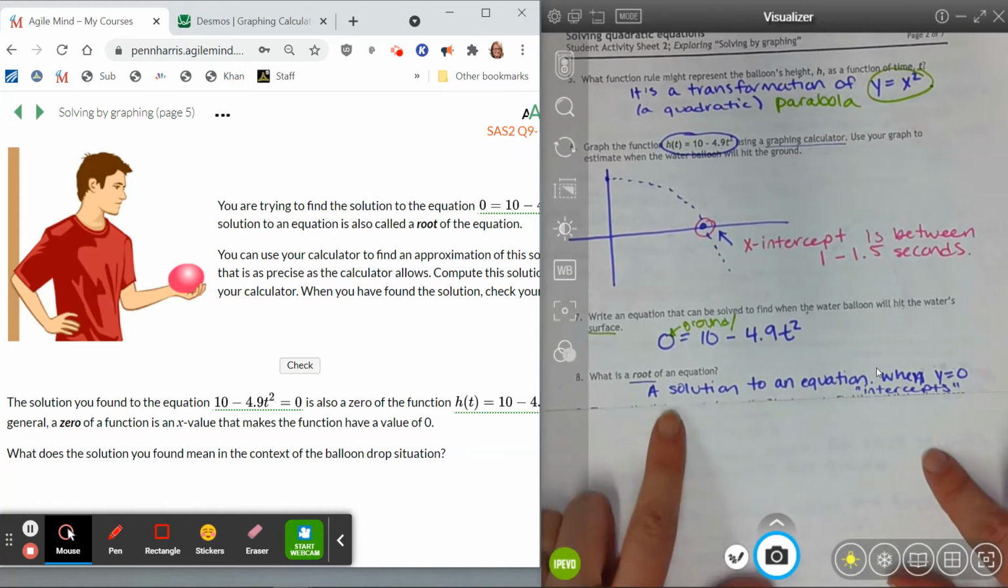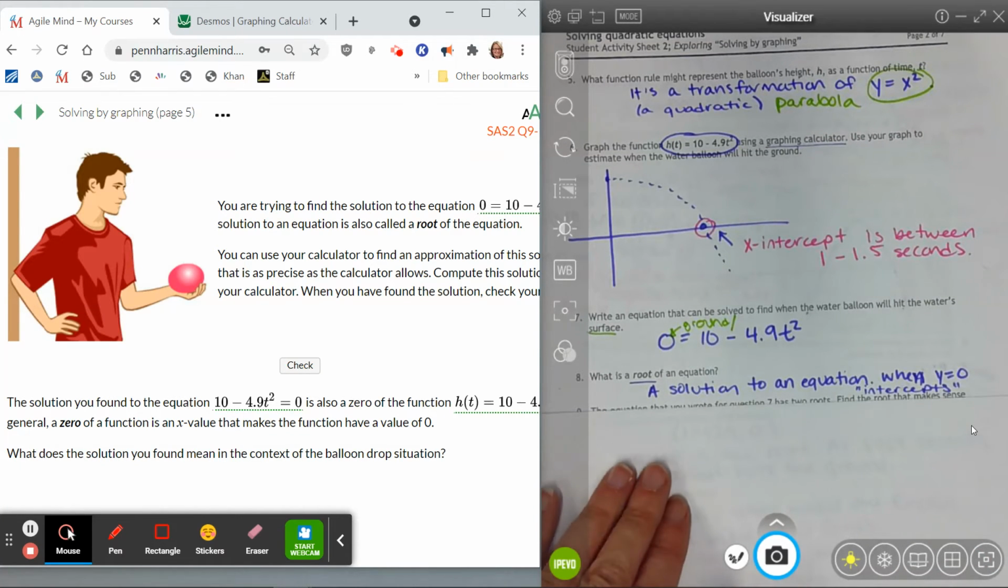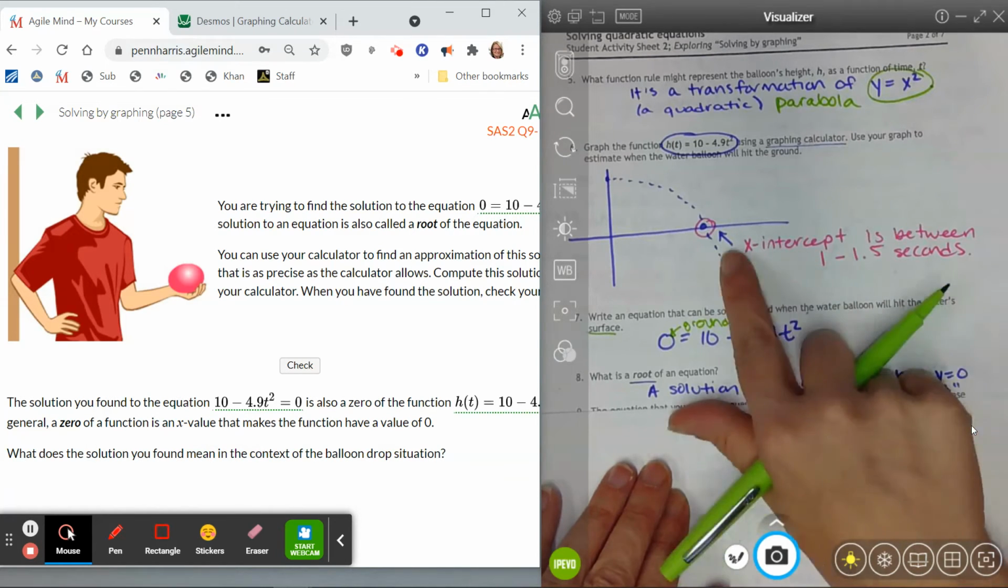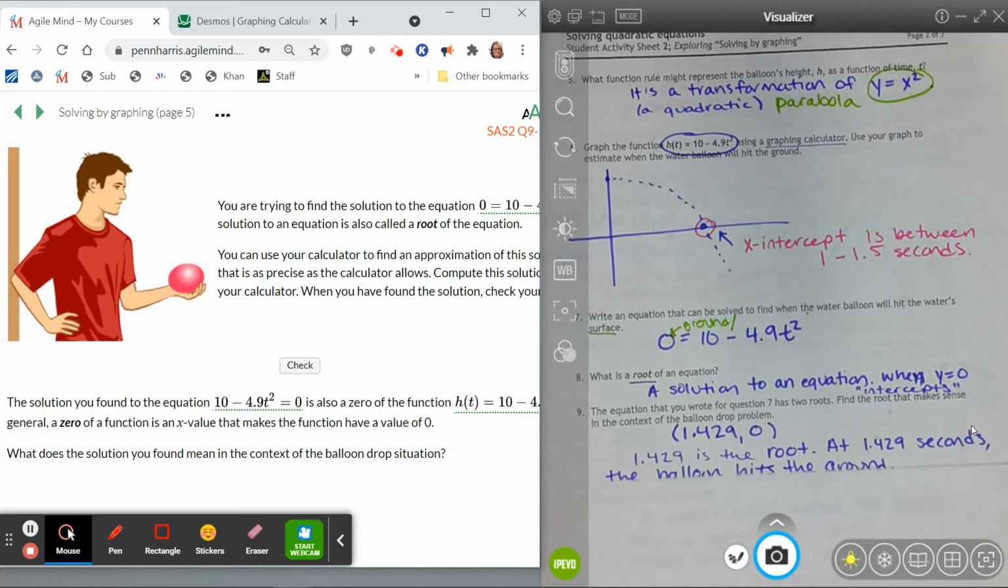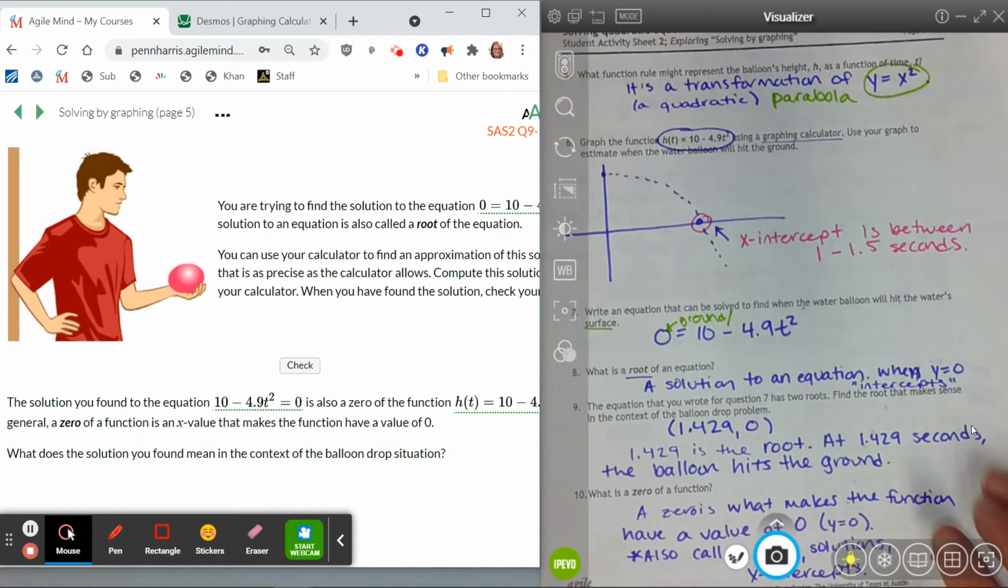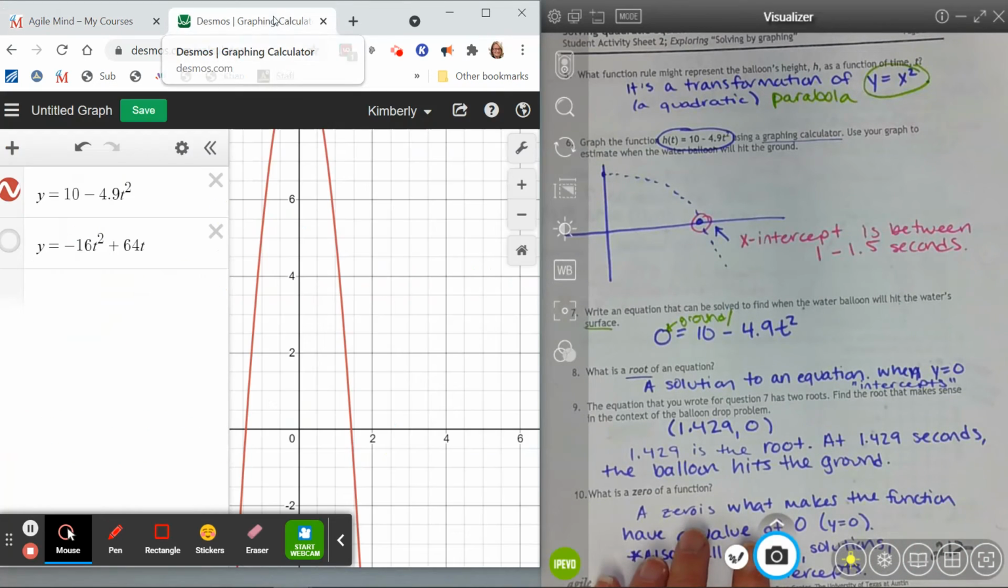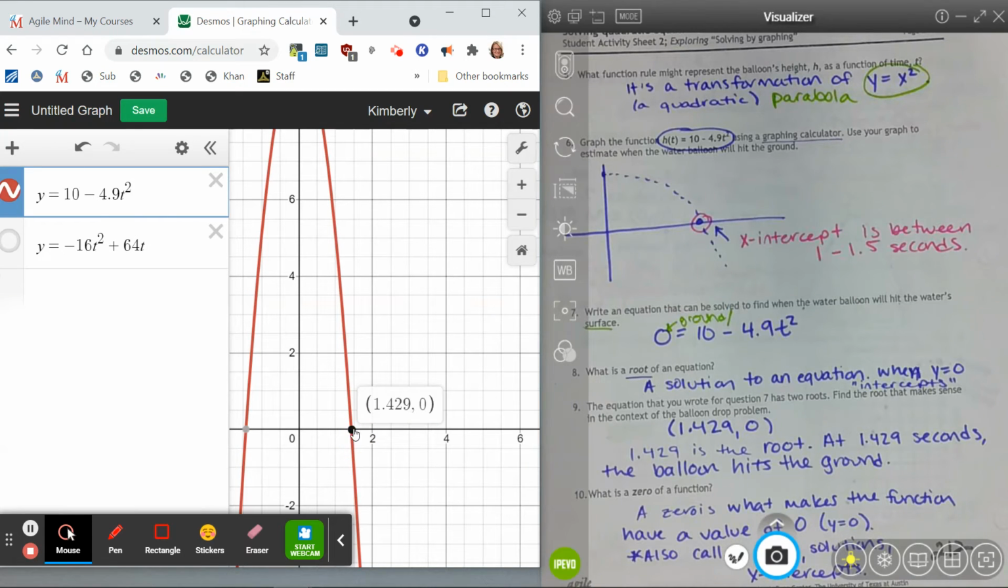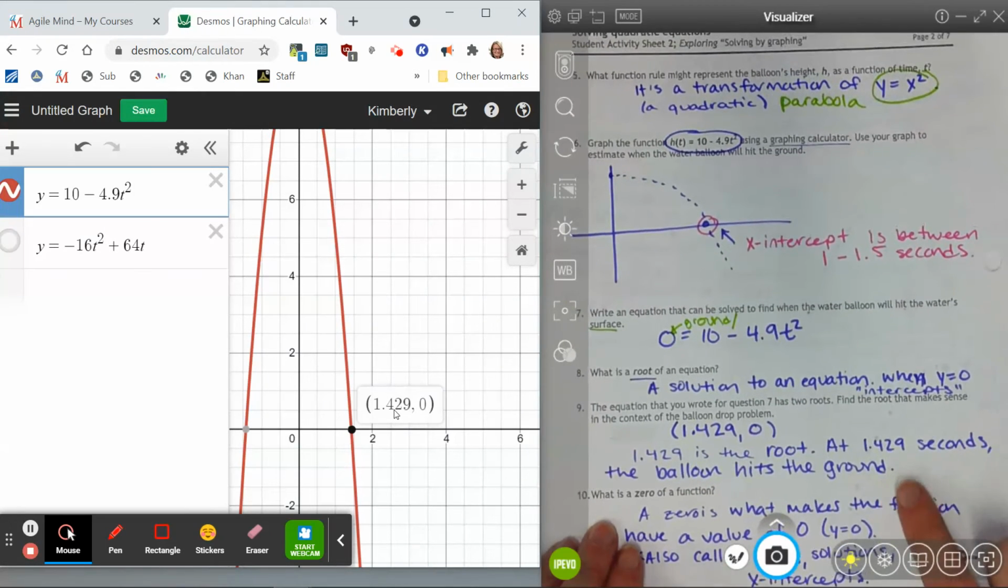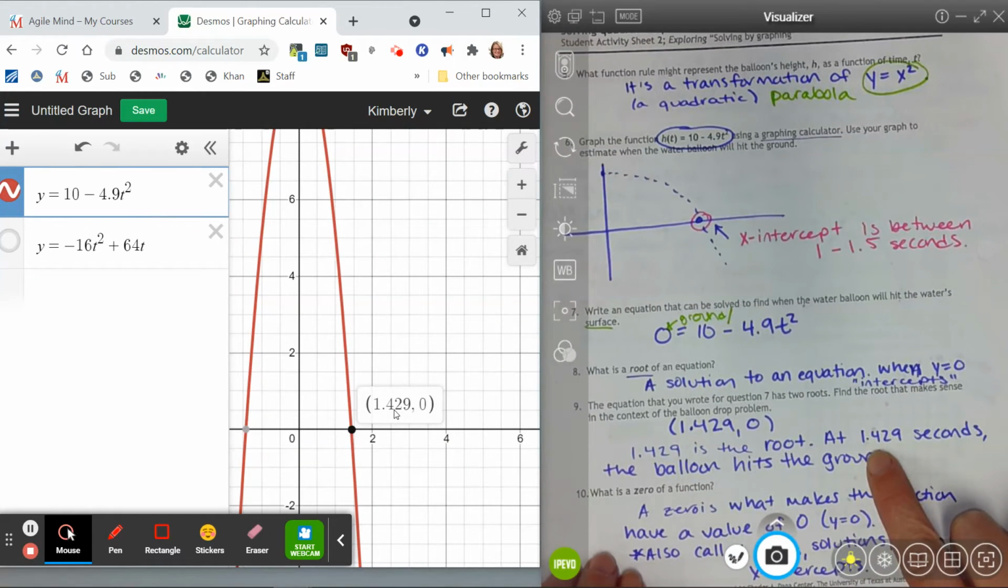Okay. And with that, they want to know what is the root of an equation. The root of an equation is a solution to an equation when y equals 0. This is also called our x-intercepts that we just found up here. And in this particular problem, what is the root? I'm going to go back here and see where does it equal 0? And they give me 1.429 is the root. What does that mean? That means at 1.429 seconds, the balloon hits the ground.